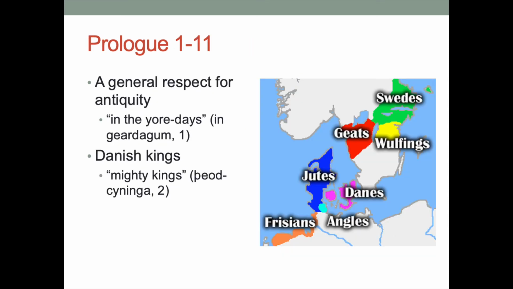Last but not least, let's talk about the text itself. So here's a map of all the people mentioned in Beowulf, or related to the people mentioned in Beowulf. So you can see the Geats, the Swedes, the Danes, the Jutes, the Angles. That should all sound familiar. Beowulf is a Geat, and in the story he is going over to the Spear Danes.